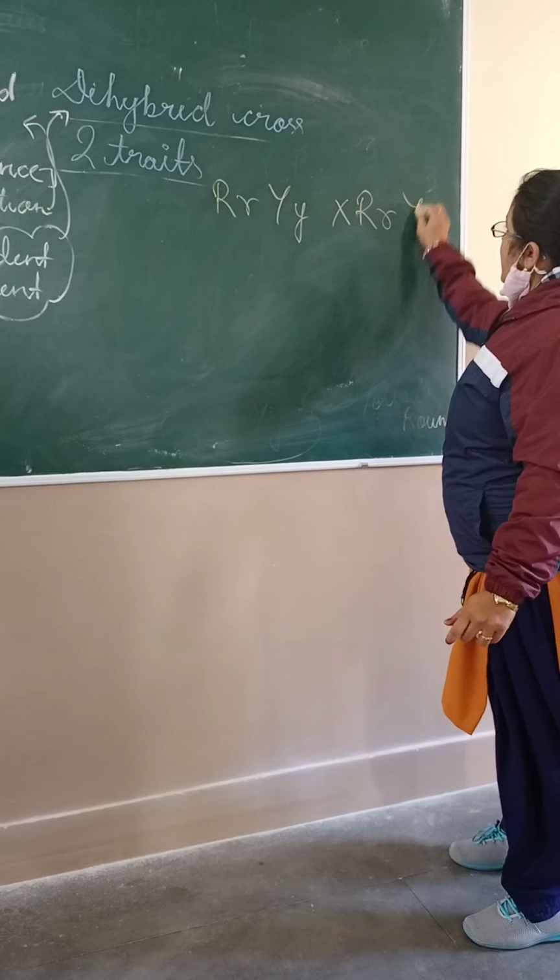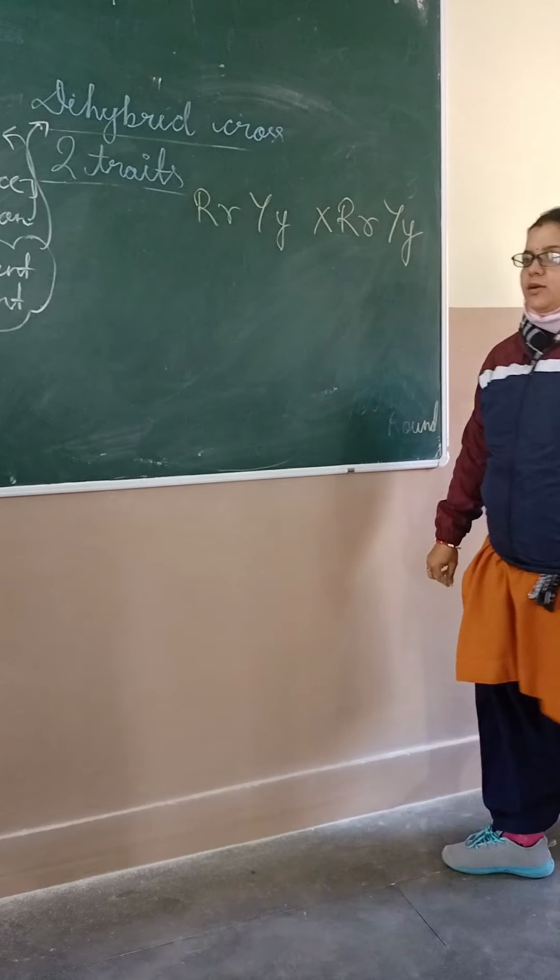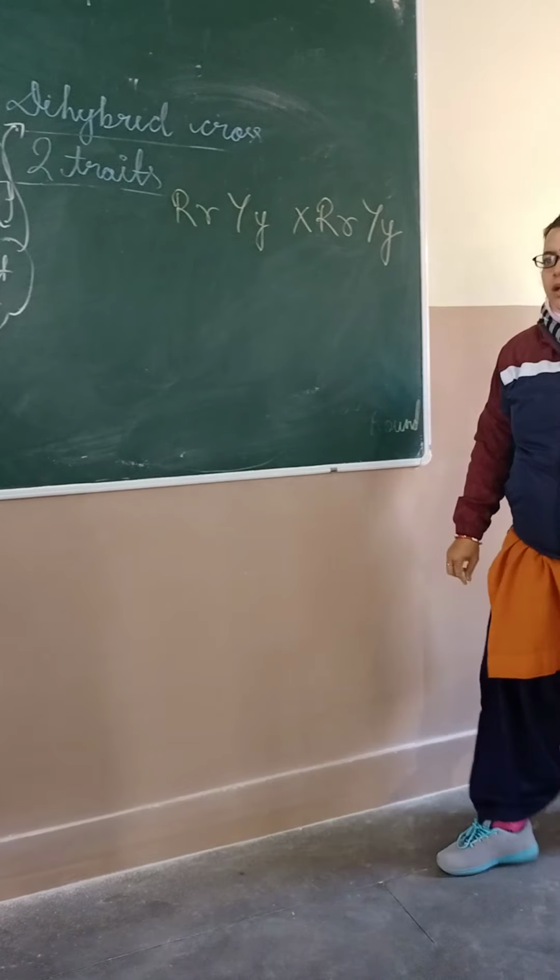Capital R small r, capital Y small y. Okay, and now they will work as a parent because it is an F1 generation. Okay, is it clear to you all? Now I am making gametes of it. There is one procedure for how to make gametes. Okay, so first I will make the gametes of this.